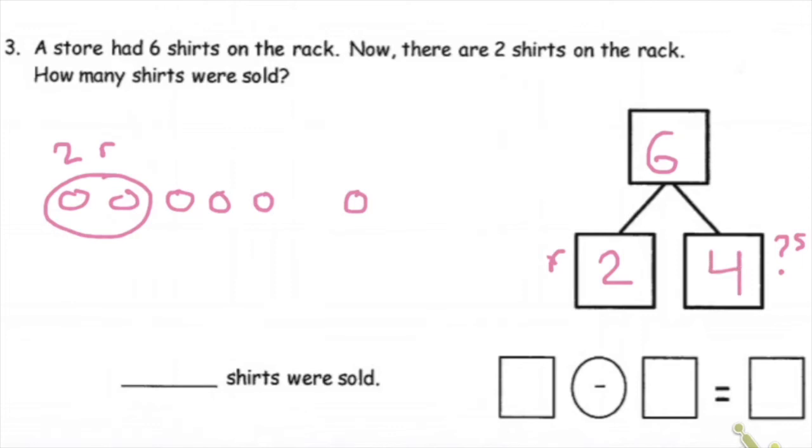Now, how can we write a number sentence to help us solve that? We know that we had 6 shirts. That's our whole. We know that we can take away the 2 that were left on the rack, and then we will be left with what was sold, which would be 4. Let's go ahead and fill out our statement. Blank shirts were sold. 4 shirts were sold.